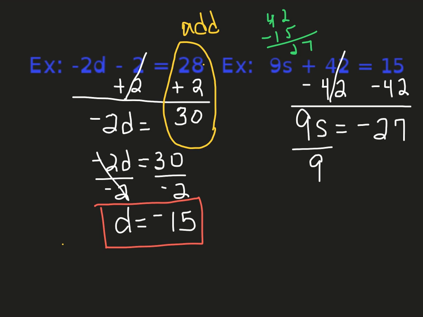So the opposite of multiplying by 9 is dividing by 9. So use my pointer again. If you're looking right here at negative 27 divided by 9, my signs are different. So that means my answer is going to be negative 3. So s equals negative 3.